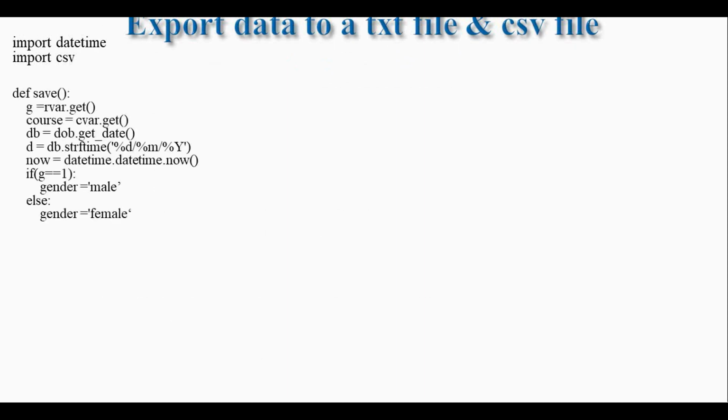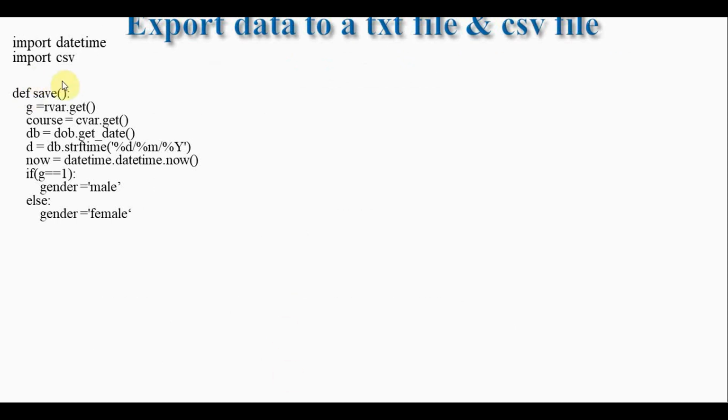Okay, next step is we are going to export the data to a text file as well as the CSV file. I am using a separate function. I am defining another function for exporting this data. So for this I need datetime and csv. I am importing both datetime and csv. CSV is comma separated value, it's a file format.